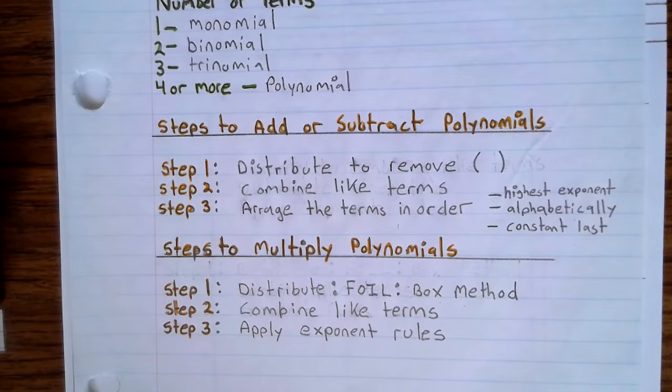Steps to multiply polynomials. Step 1, distribute, FOIL, or use the box method. Step 2, combine like terms. Step 3, apply exponent rules.